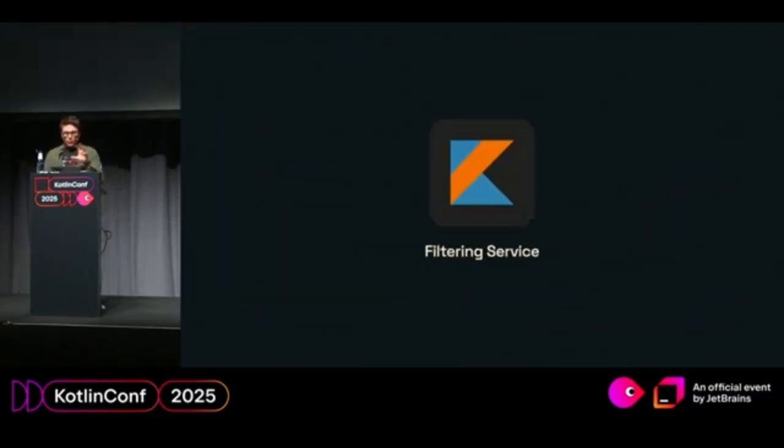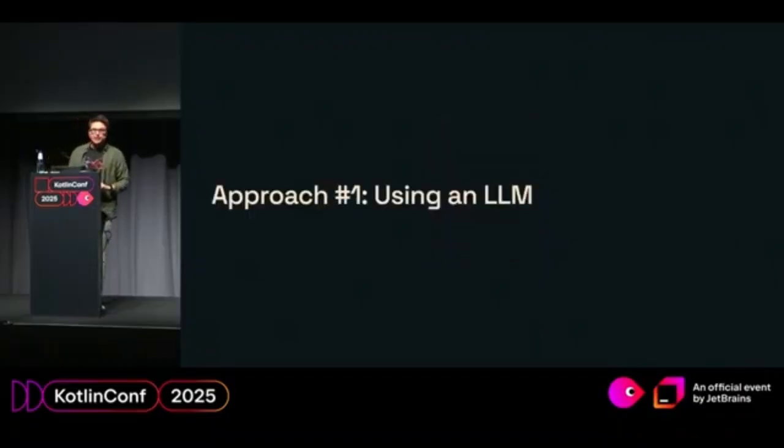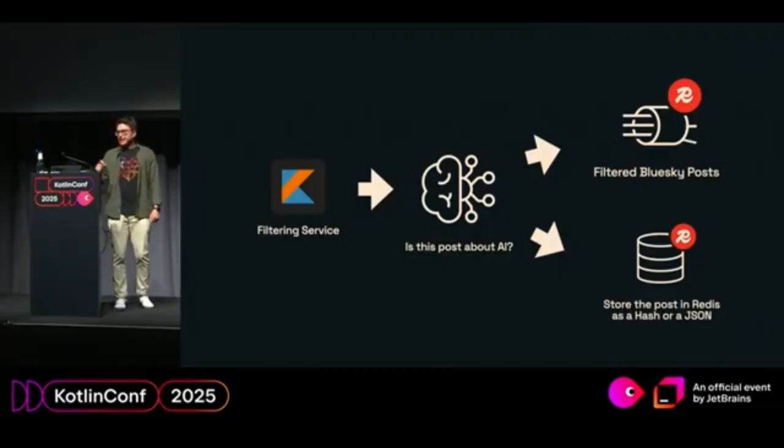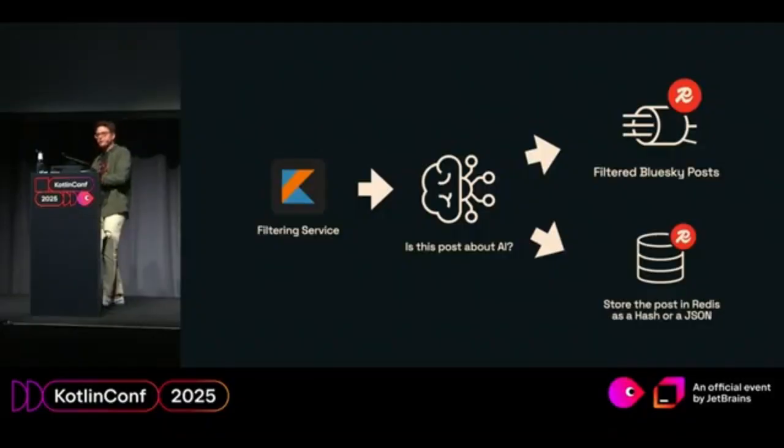All right, let's zoom in on what happens inside of the filtering service, because we're going to talk about two ways of doing that. The first one is the way that most people are doing today, that is using an LLM. So basically they're getting the post, going to the LLM and saying, hey, is this post about artificial intelligence? And if it is, they continue with whatever they're doing. In our case, we're going to insert that into a string, and you're also going to store that in Redis as a hash or as a JSON.